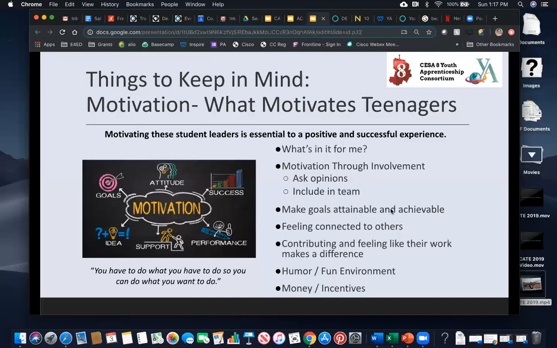They need goals that are attainable and achievable. We talked about that with SMART goals, that they can't be so pie in the sky that students don't think that they can ever achieve them. Try to set goals together with them that you know they actually can achieve. And then once they've achieved that goal, move on to the next step.